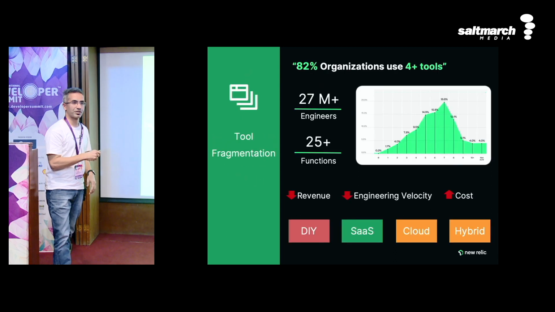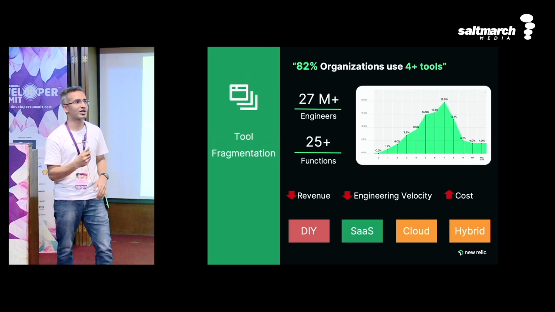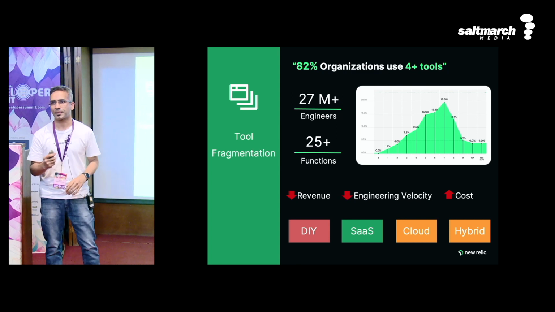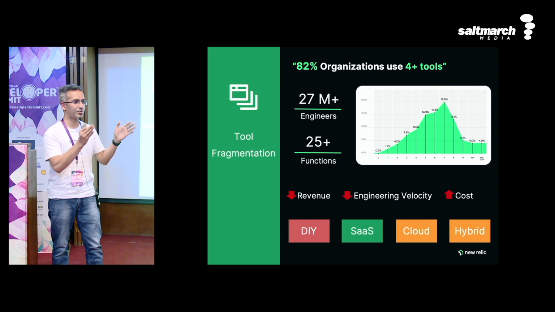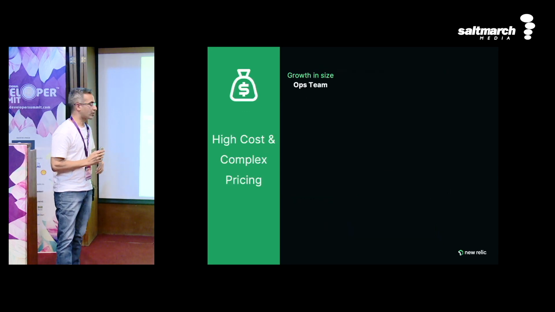But what's the solution for this? The solution that organizations have to consider is a pattern where all the observability use cases are addressed in one place. And the next one, high cost and complex pricing.